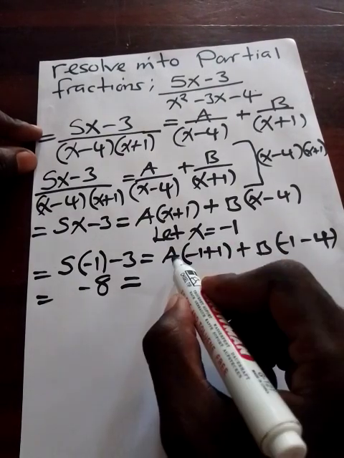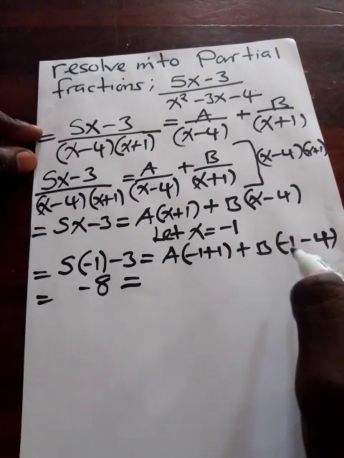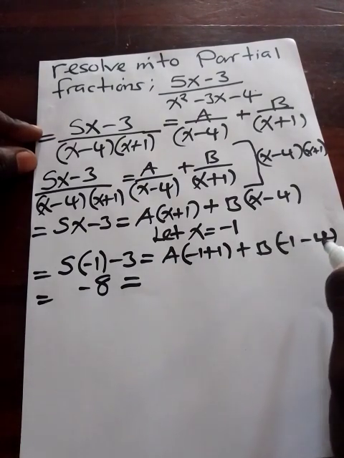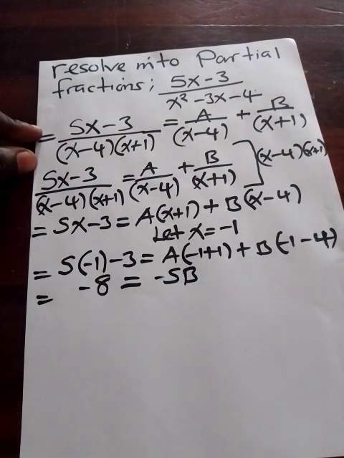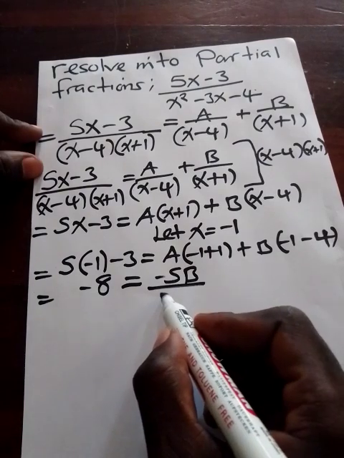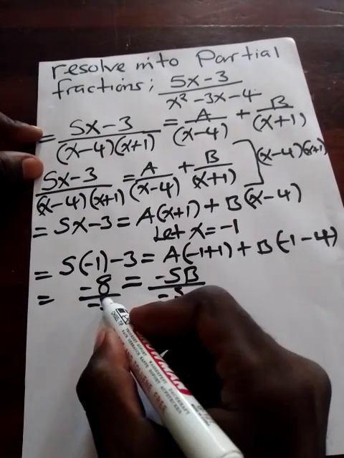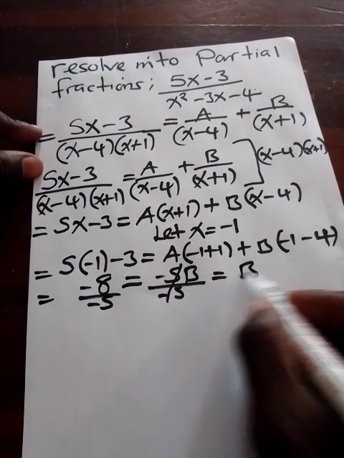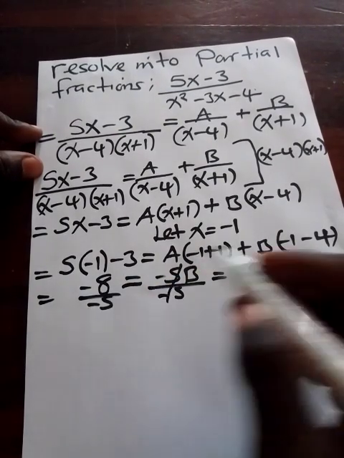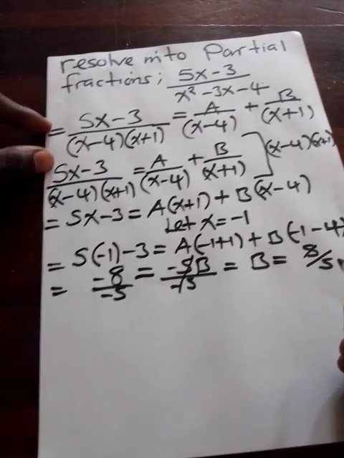-1 plus 1 in brackets will have a 0. 0 times a is just a 0, meaning that this part is gone. So we are remaining with this part, -1 minus 4, that will give us a -5. -5 times b will give us a -5b. We are looking for the value of b, so we divide both sides by -5, so that this can cancel out. Then the negatives cancel out, and you have the value of b being equal to 8/5.